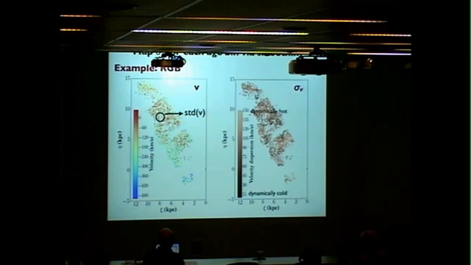So this is a map of the velocity dispersion. I want you to take a look at the scale, because it's going to be the same in all the rest of the plots that I show you. Black is 15 kilometers per second. That's very thin. That's dynamically cold. The scale goes all the way up to 150 kilometers per second.